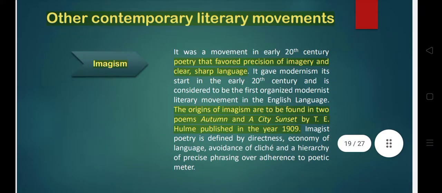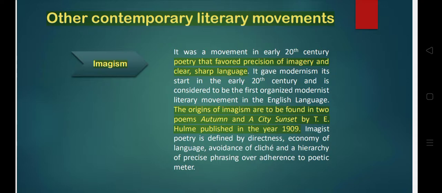And other contemporary literary movements include Imagism, as we discussed in some previous videos as well. Imagism is a literary technique in poetry that favors the precision of imagery and clear, sharp language.